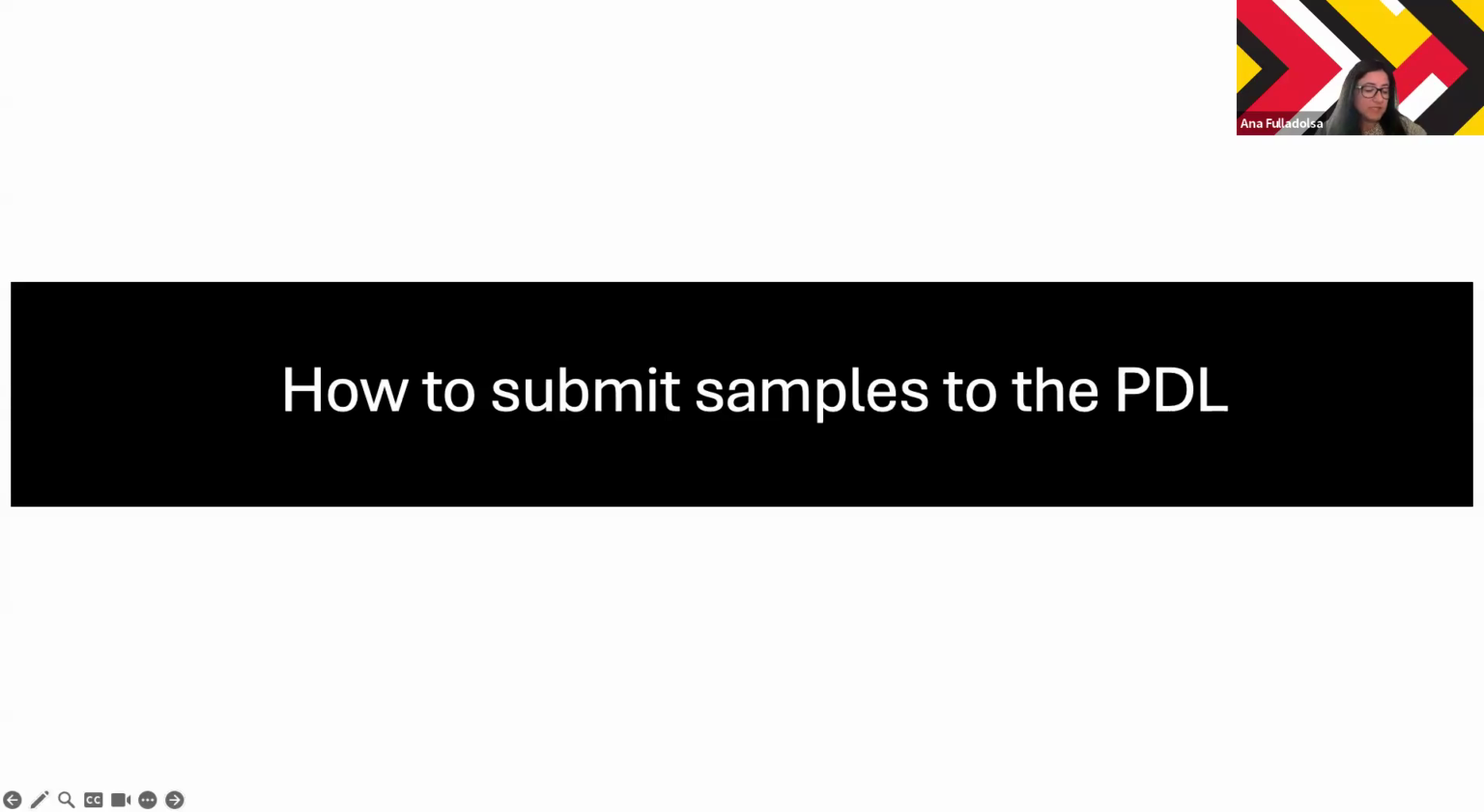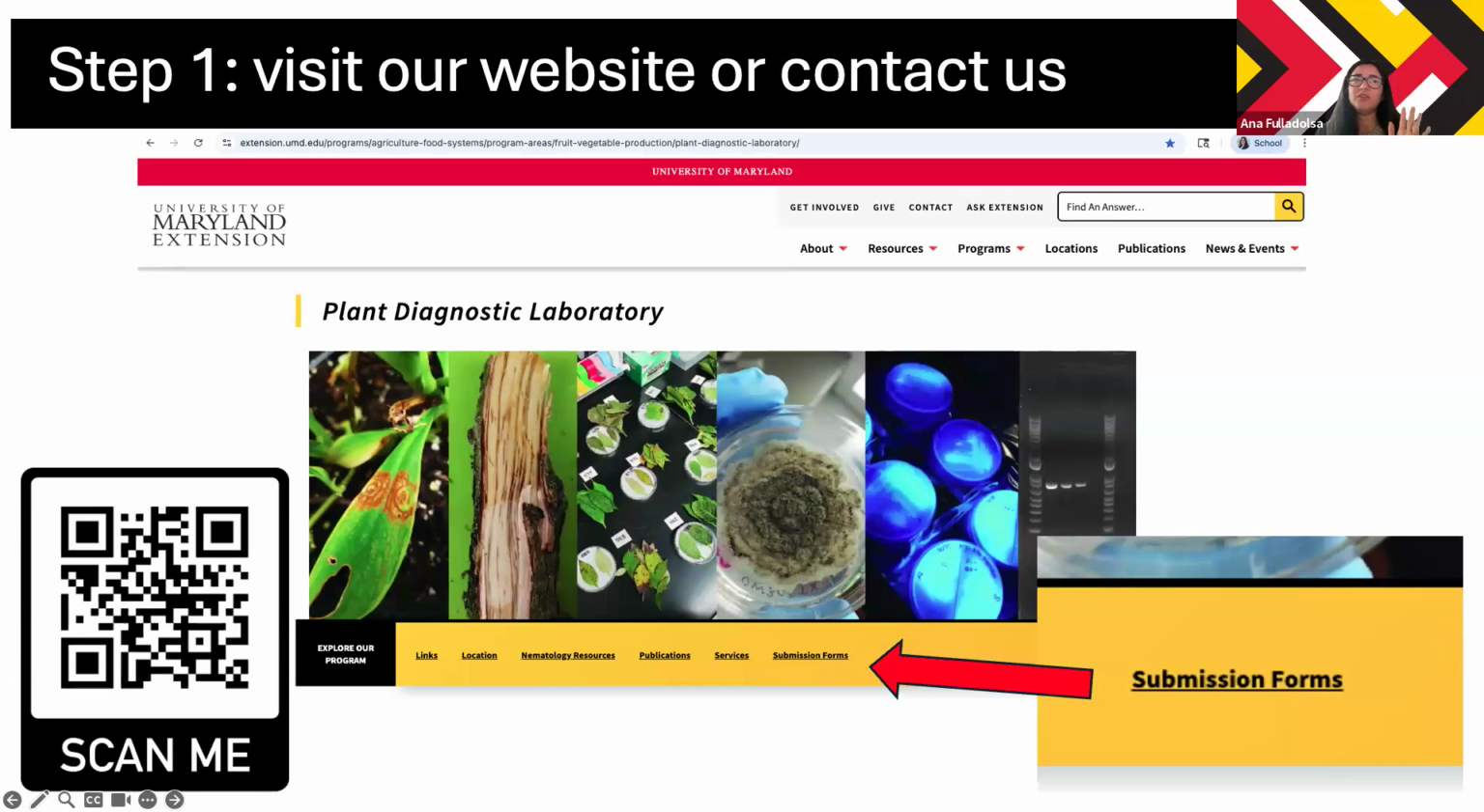Okay, last thing here, very little time, but is how can you submit samples to the plant diagnostic lab? So I have a couple of steps. Step one, you can visit our website or you can contact me. You can scan this QR code if you have the ability to do that in the next few seconds before I change my slide. But you can also just Google Plant Diagnostic Laboratory at the University of Maryland and find us there.